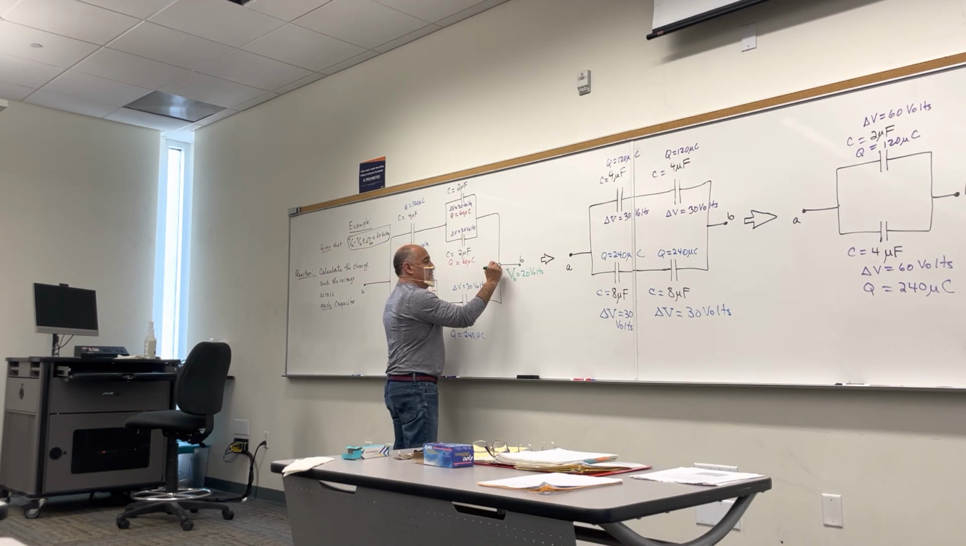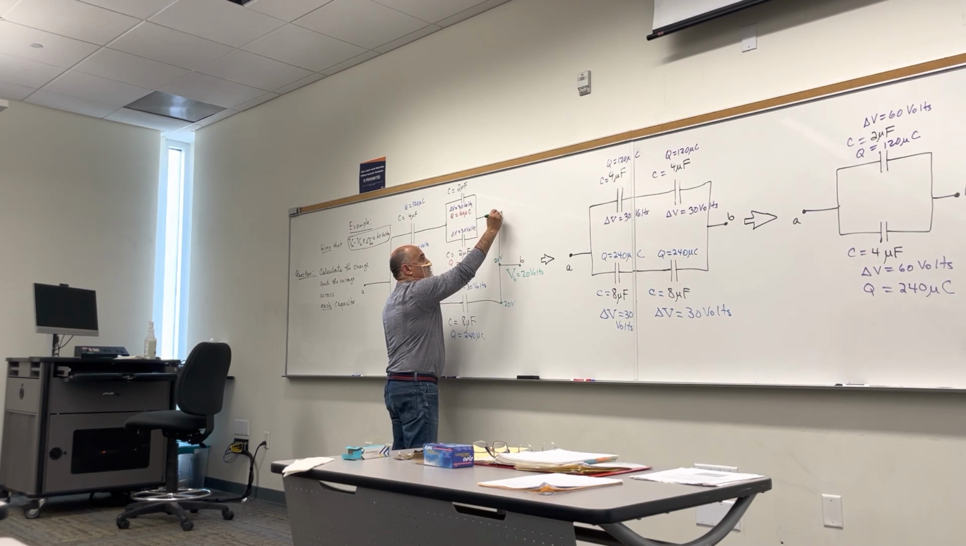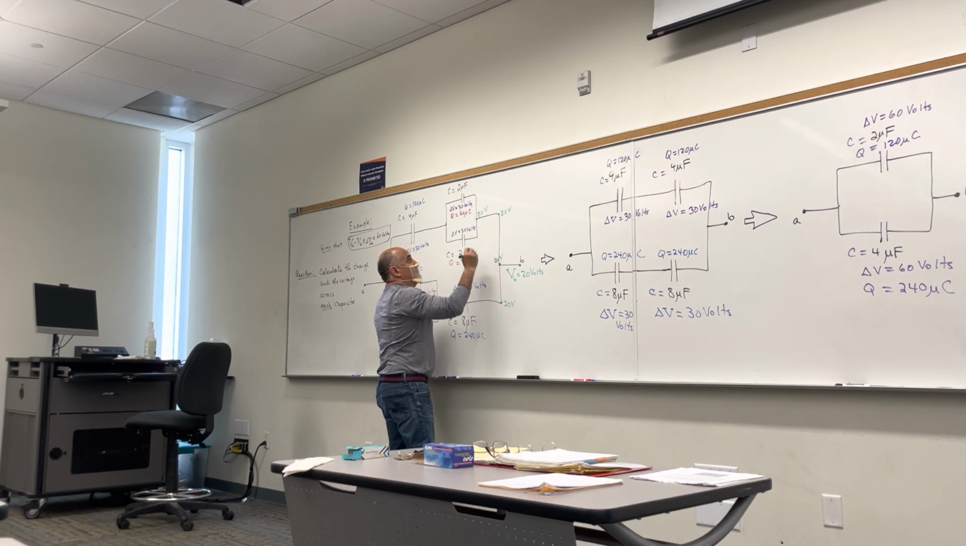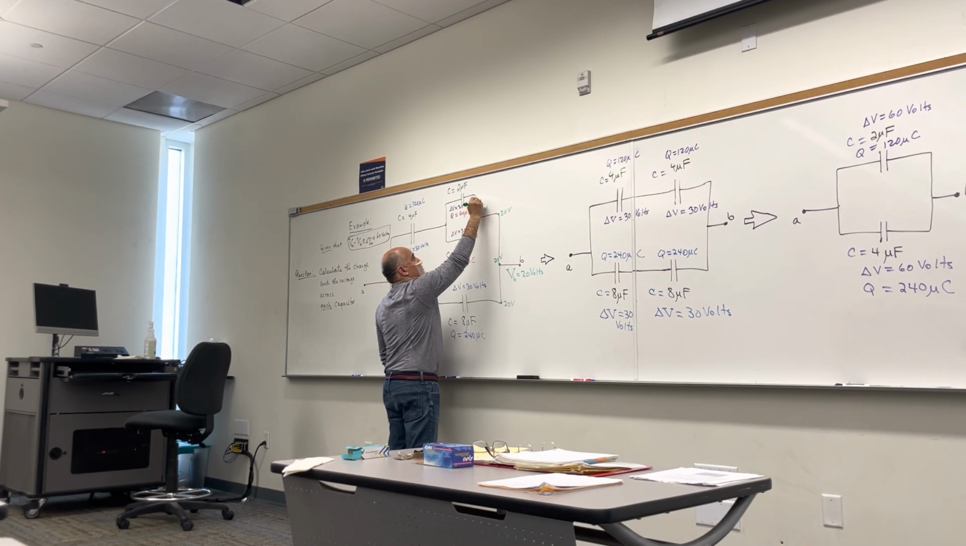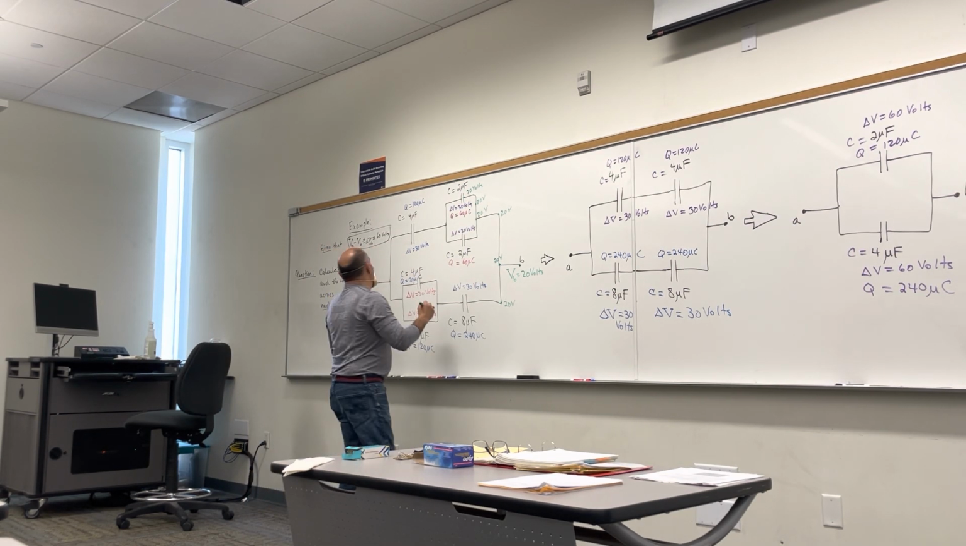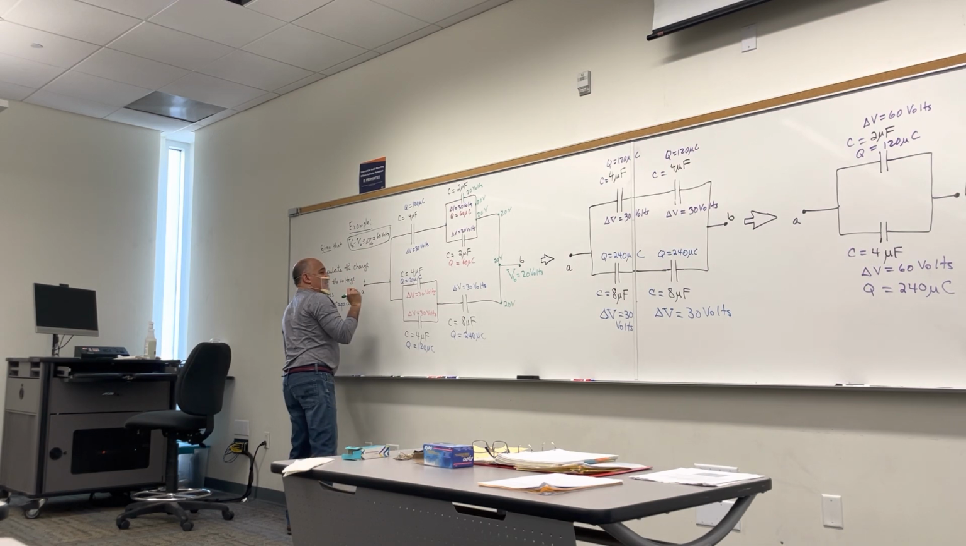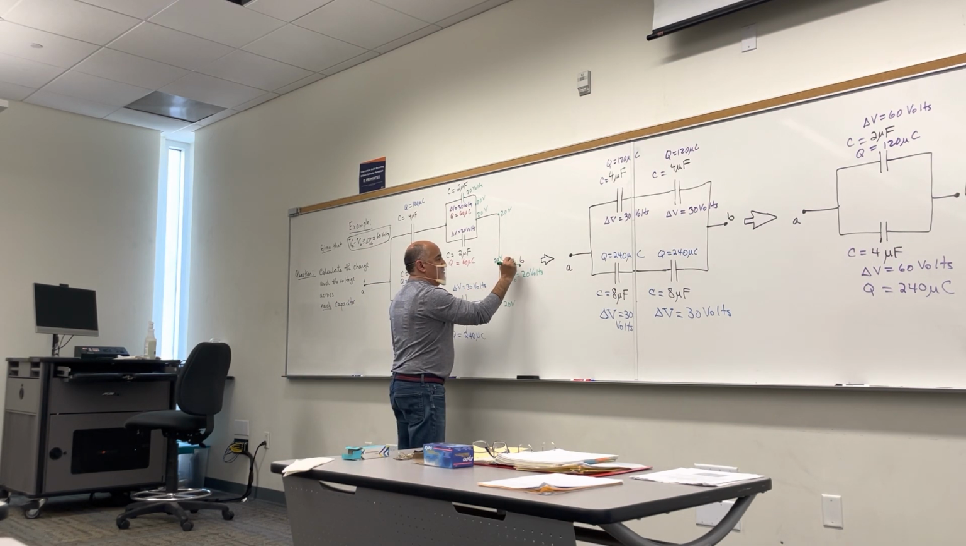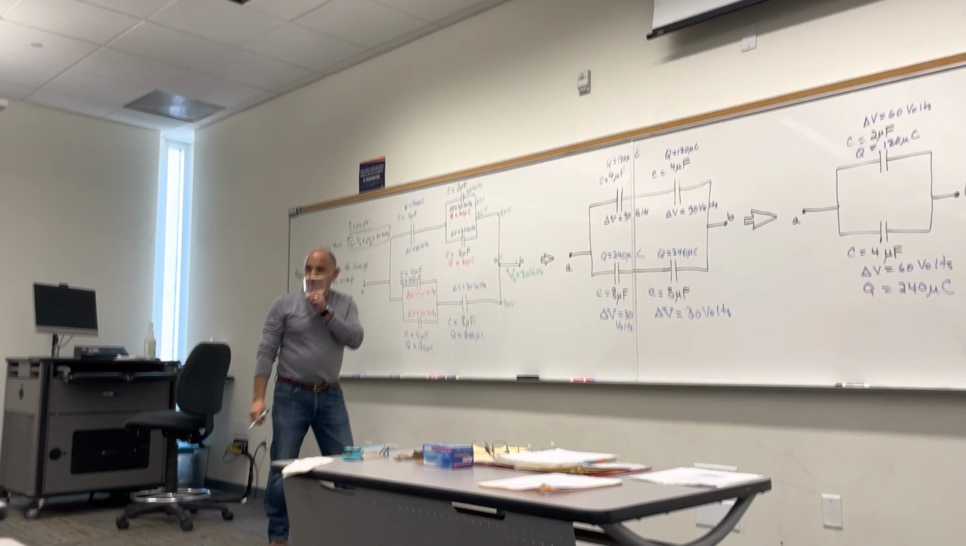So the potential here is 20 volts. The potential here is 20 volts. Potential here is 20 volts. The potential here on this plate is 20 volts. Okay? And remember, this was the higher and this was the lower potential.